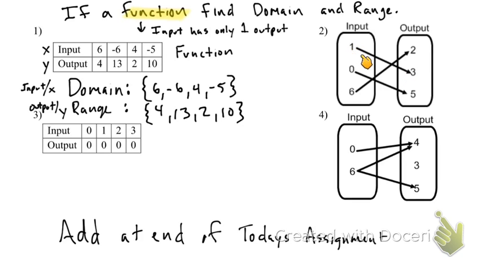So does the number 1, which is your domain, your x value, your input, your independent variable, have only one partner? And the answer is yes, so that's good. Does 0 have only one partner? Yes. Does 6 have only one partner? Yes. So this is a function, and the domain for this function would just be 1, 0, 6. So I'll just write it here. And the range would be the output, 2, 3, 5.